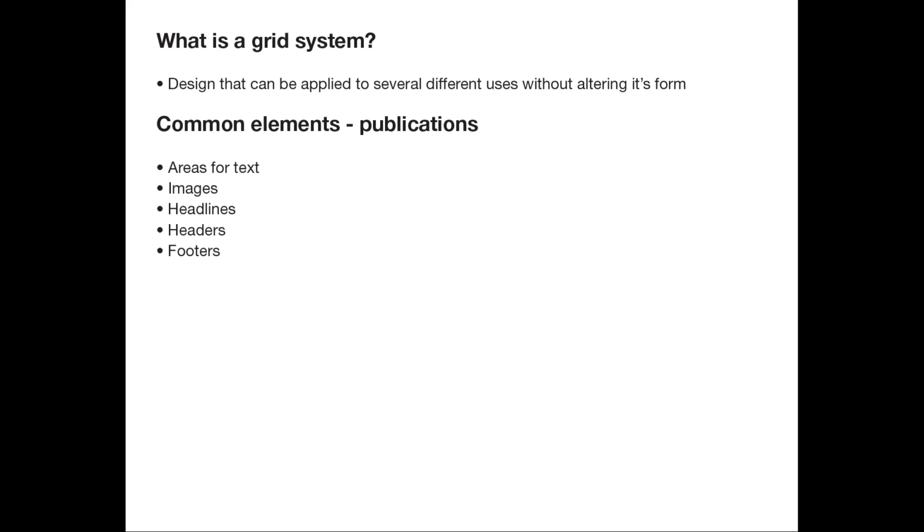What is a grid system? It's a design that can be applied to several different uses without altering its form. Common elements in publication: you have areas for text, areas for images, a place for headlines, headers if you need them, footers. Whatever element is going to be common on your document should be set up on your grid.